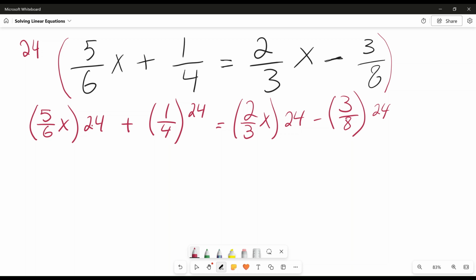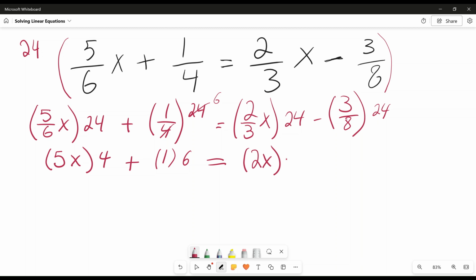Now, what is 24 divided by 6? It's 4. So we're going to be left with 5x times 4. Okay. What is 24 divided by 4? It's 6. So 1 is going to be multiplied by 6. Now, what is 24 divided by 3? It's 8. So it's going to be 2x times 8. And 24 divided by 8 is 3. So it'll be 3 times 3. Now, if you look, we have no denominators.